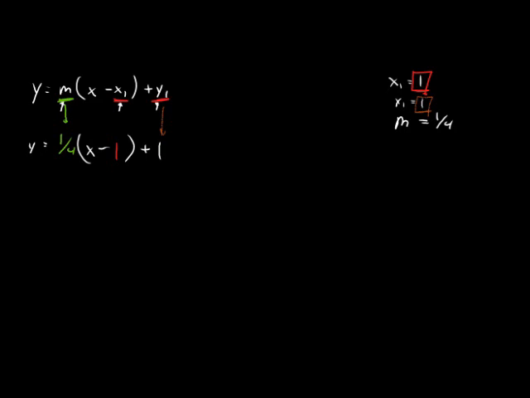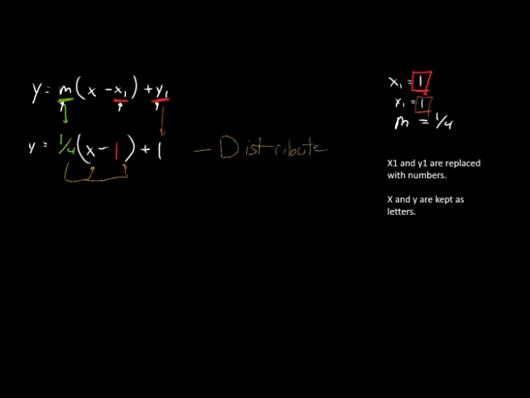The important thing here is that the x and the y that are not labeled x1 and y1, we will leave those as letters, but the x1 and y1 will be replaced with numbers. So be on the lookout for the difference between regular x and x1. Now that we've replaced all of the numbers, we will simplify this by distributing the 1/4 to the x and the -1. If we multiply 1/4 times x, we'll have 1/4 x, and then 1/4 times -1 gives -1/4 plus 1. We'll say y equals that.